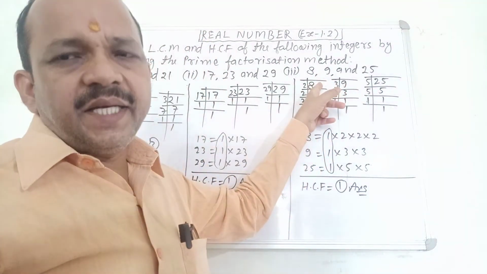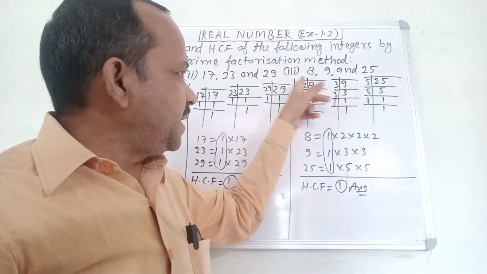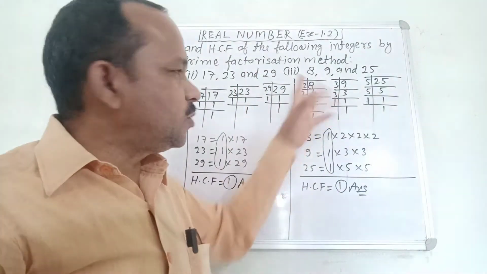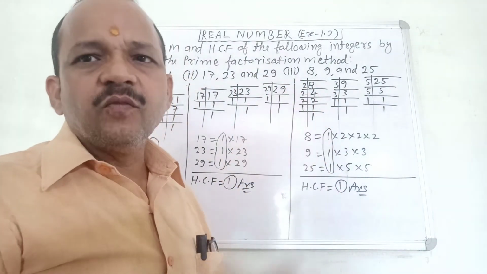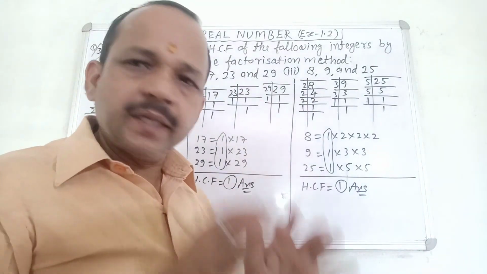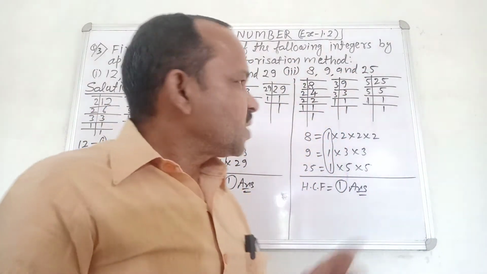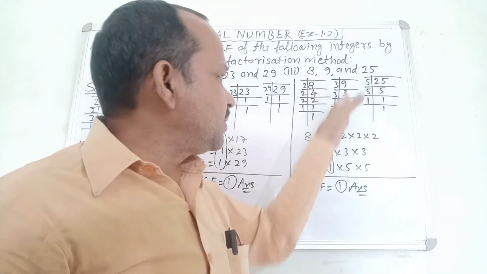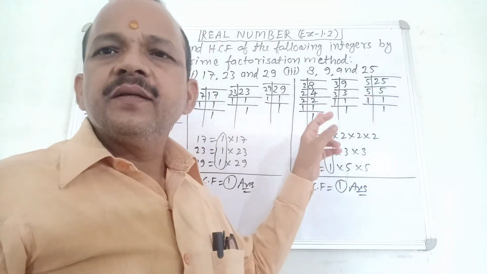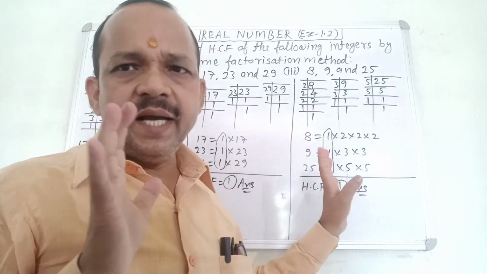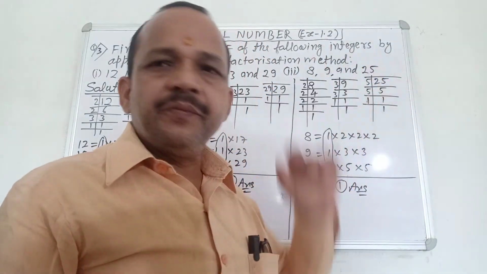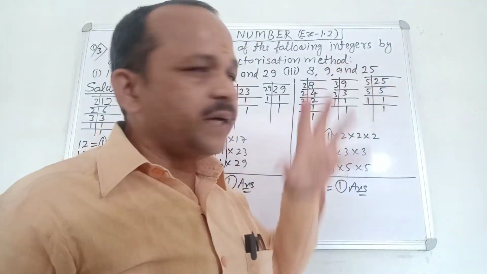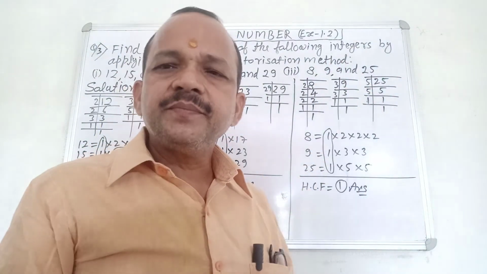Factorize 8. Firstly you divide 8 by 2. You find 4. 4 divided by 2, you find 2. 2 divided by 2, you find 1. It is the factorization of 8. Clear? Now factorize 9. 9 divided by 3, you find 3. 3 divided by 3, you find 1. The factors of 9 are 3 multiply 3. Clear? Now factorize 25. Divide 25 by 5, you find 5. And 5 divided by 5, you find 1. It is the factorization of 25.